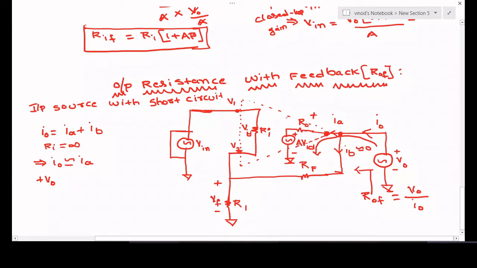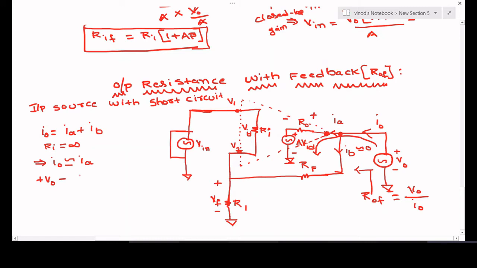So this is plus and this is minus, right? So this is plus to minus. So whenever I am going from plus to minus, I will write minus. Whenever I am going from minus to plus, I will consider that as plus. So here for V0, we are going from minus to plus, that's why I have written plus V0. Whereas for this resistor, we are going from plus to minus.